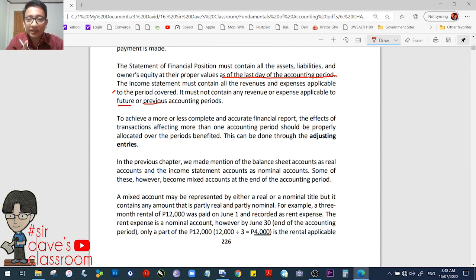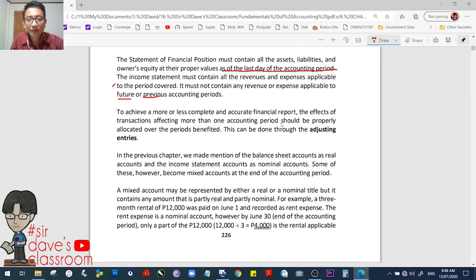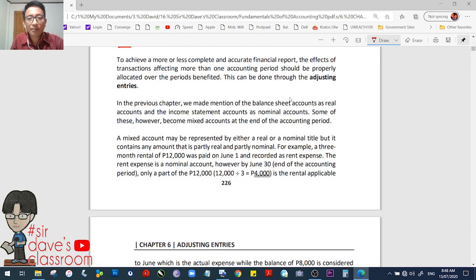That would be the subject matter for adjustment this morning. To achieve a more or less complete and accurate financial report, the effects of the transactions affecting more than one accounting period should be properly allocated over the periods benefited. This could be done through the adjusting journal entries.